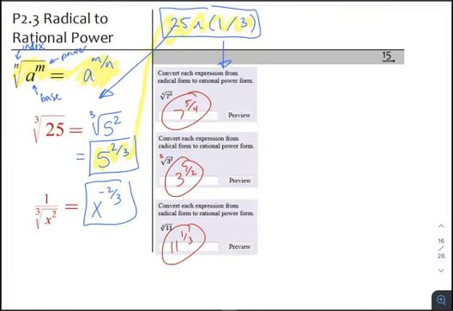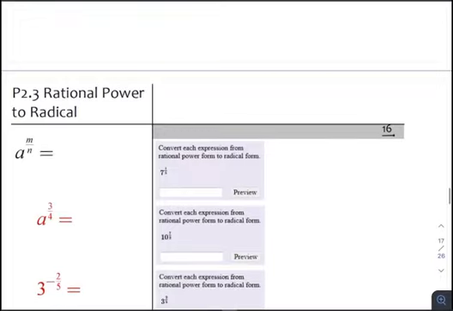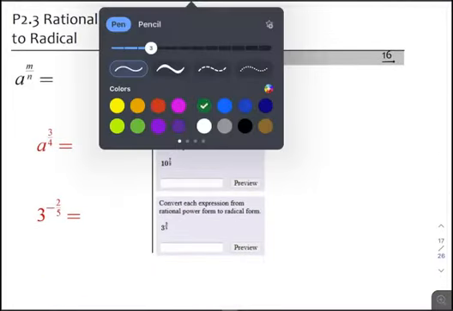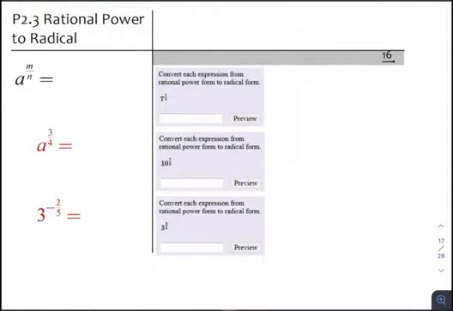And let's work in the reverse direction. You can also use this same relationship to convert a rational power into a radical, and it's the same idea. You have your base, you have your power, you have your index. What I would usually do here is start with the index. So I'd put my nth root of my base a to the power m. And that would be your conversion.